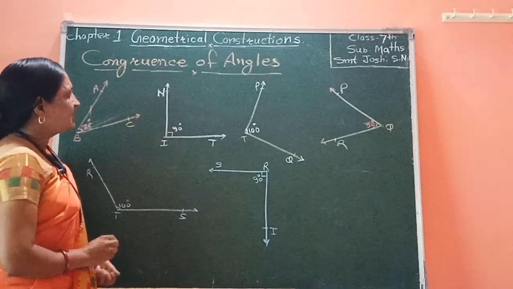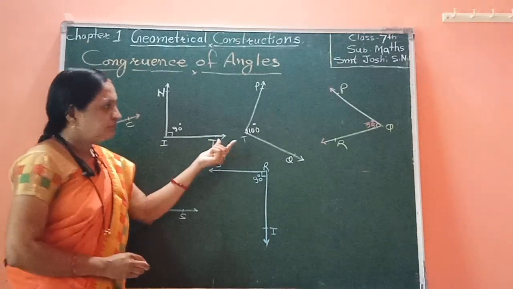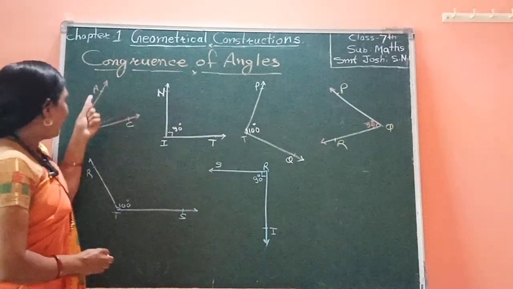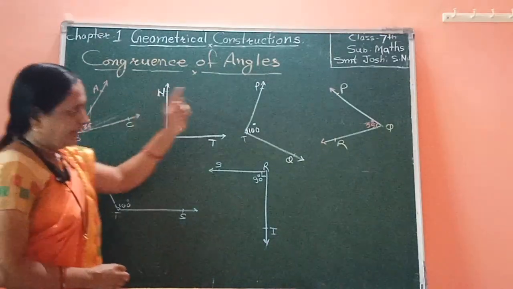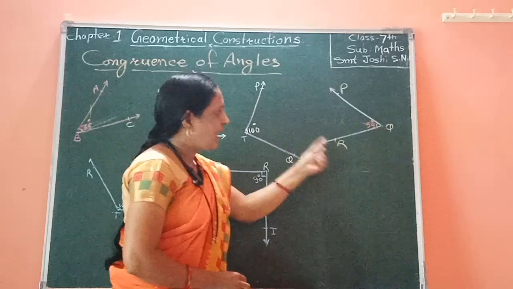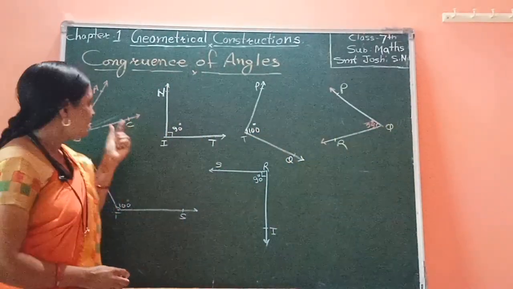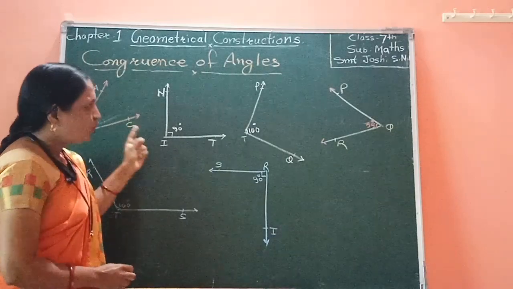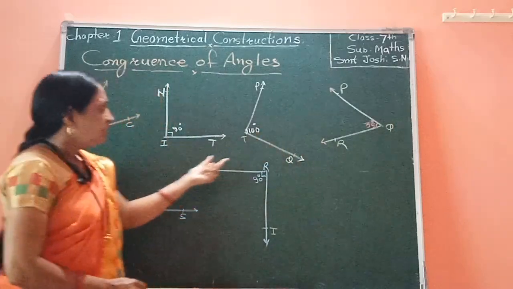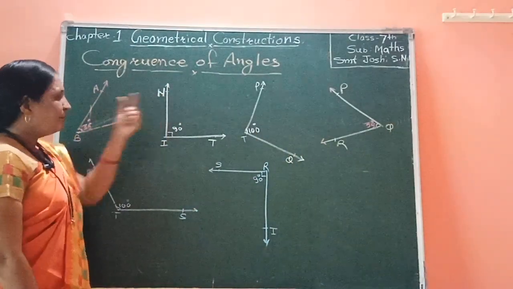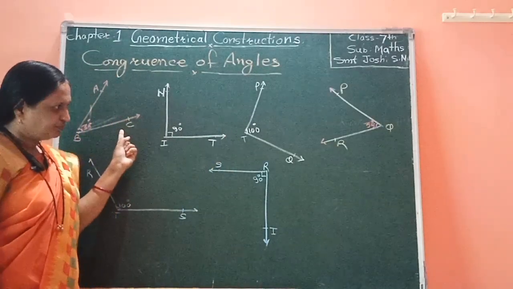We know the symbol of congruent. How is it written symbolically? Angle ABC measure is 35 degree and angle PQR measure is 35 degree, means equal measure, means angle ABC congruent angle PQR. Remember students, when measure is equal, then angles are congruent.